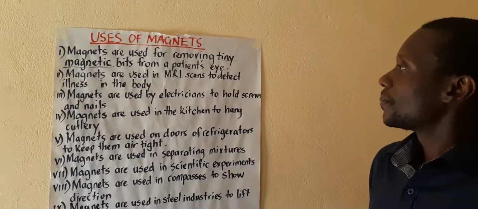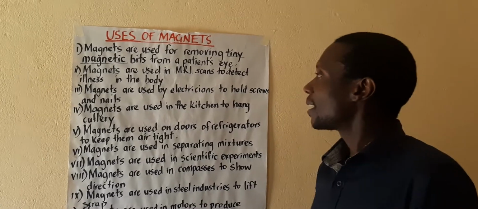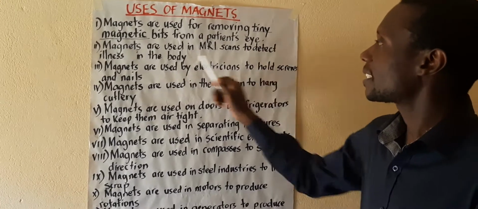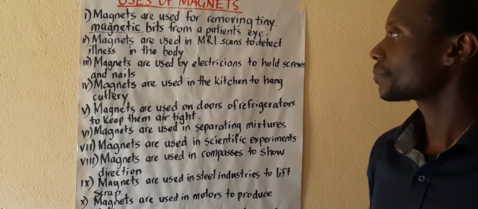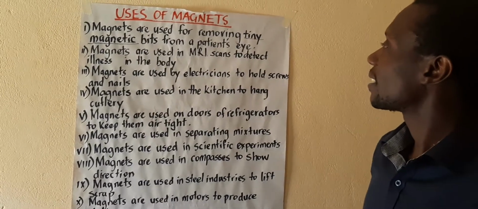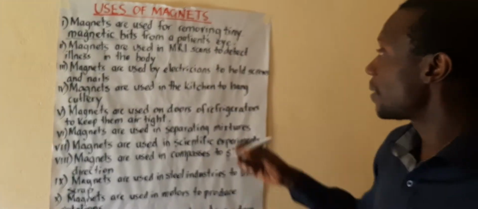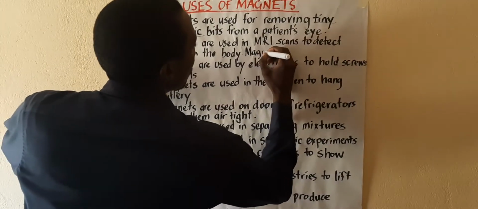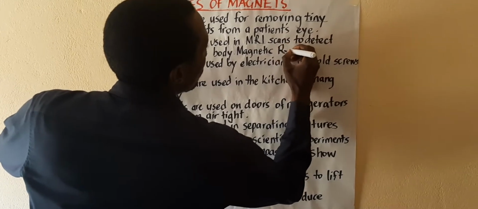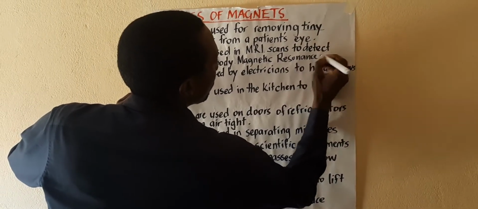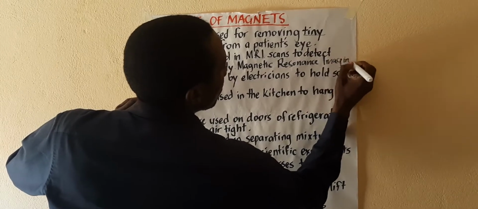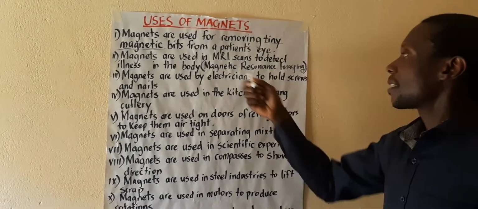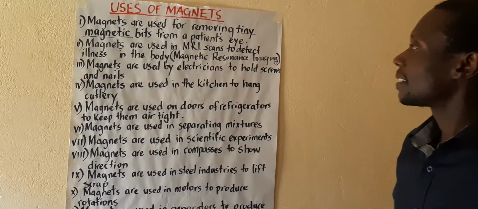So, when we go to the second one, magnets are used in MRI scans to detect illness in the body. MRI stands for magnetic resonance imaging. You may not have to write that in full. Magnetic resonance imaging scans to detect illness in the body.